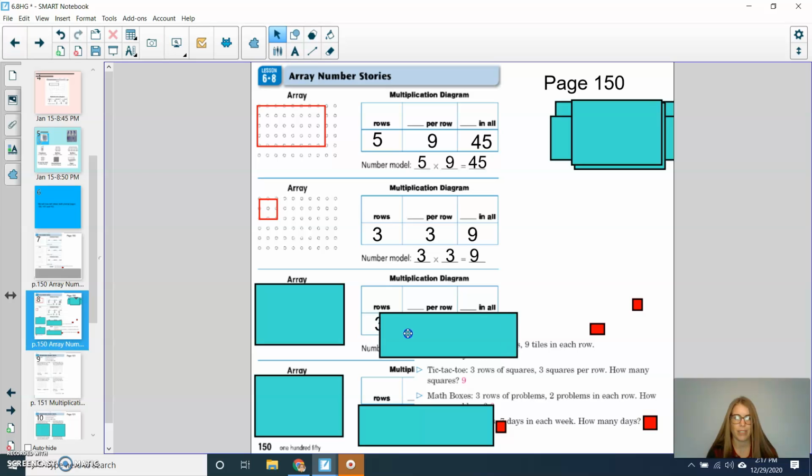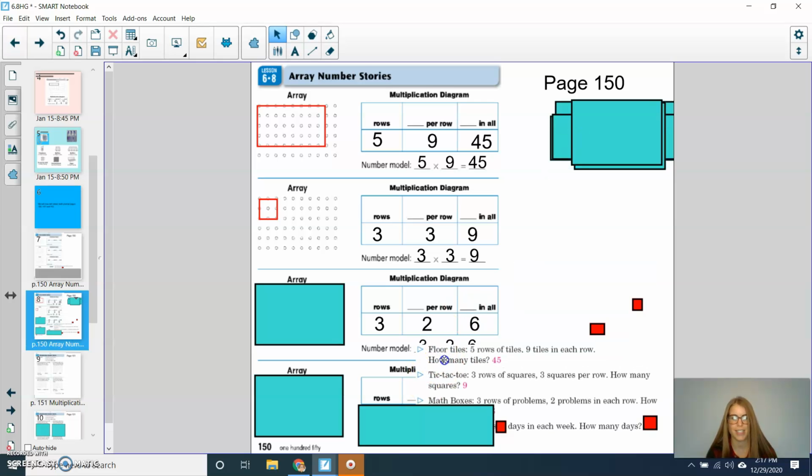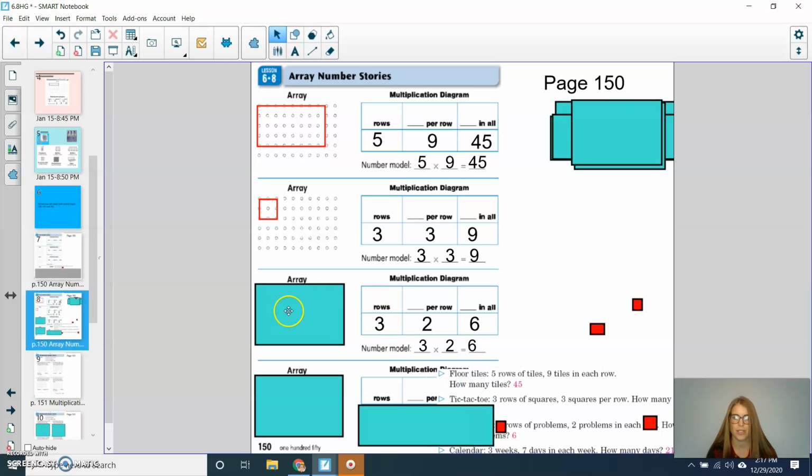All right, when we plugged in our information, so we know we have 3 rows, we know we have 2 problems per row, and giving us a total of 6 in all. And so 3 times 2 equals 6, and your array should look something like this, a 3 by 2.